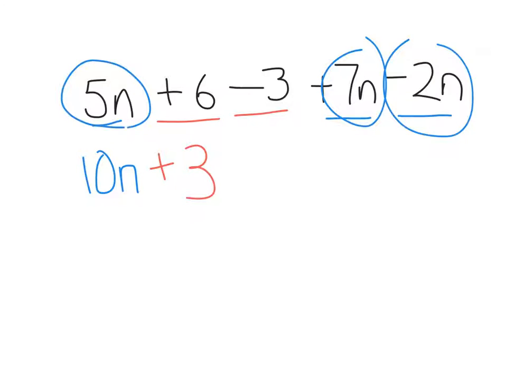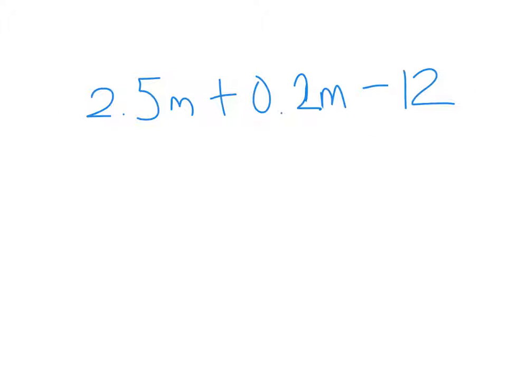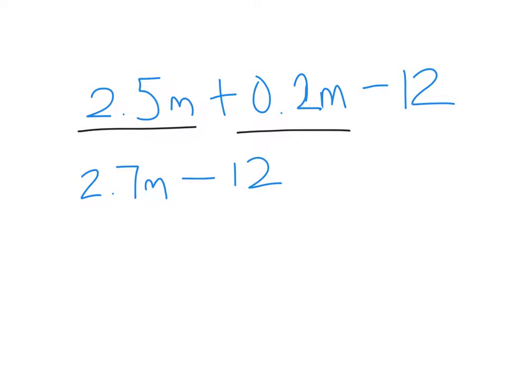Let's do another couple. So it works the same with fractions and decimals. So this is just going to be 2.5m plus 0.2m minus 12. So again, what has the same variable associated with it? This and this. And then that constant of minus 12 is just going to be by itself. So what's 2.5m plus 0.2m? That's just what's 2.5 plus 0.2. That's going to end up being 2.7m. So we're just combining those two. And then that minus 12 I can't do anything with, so I just leave it like that.